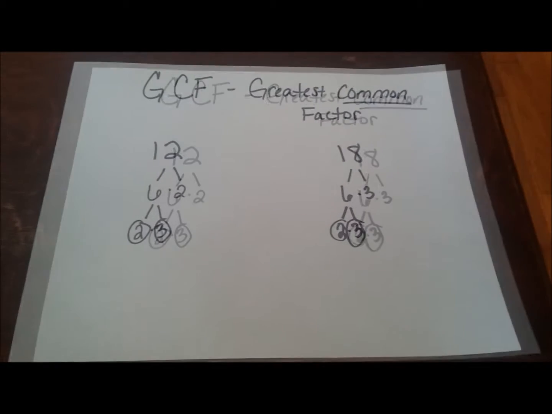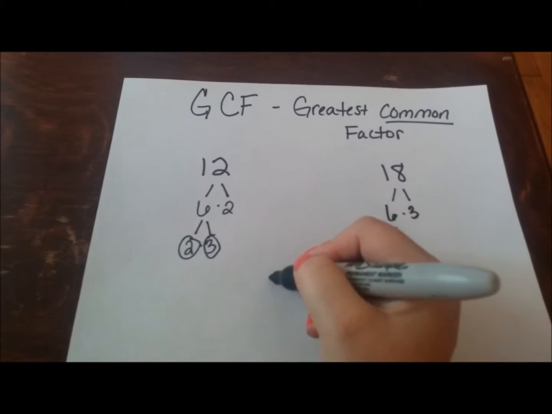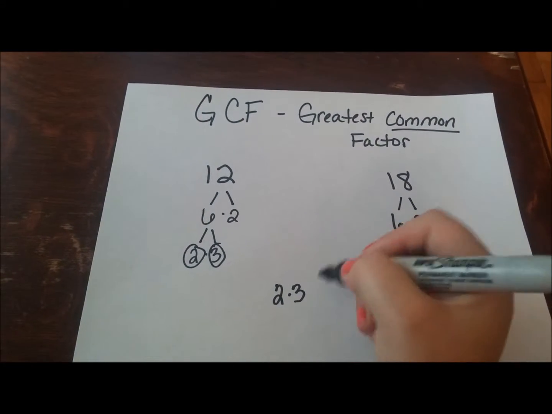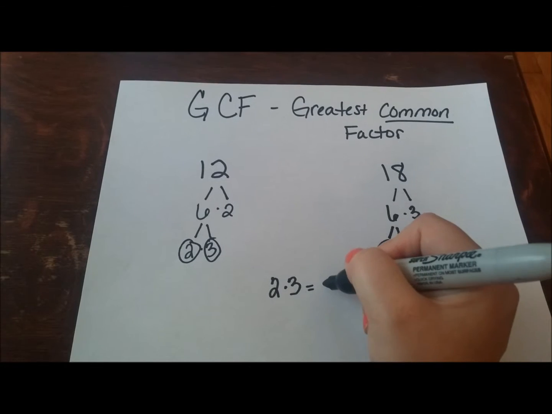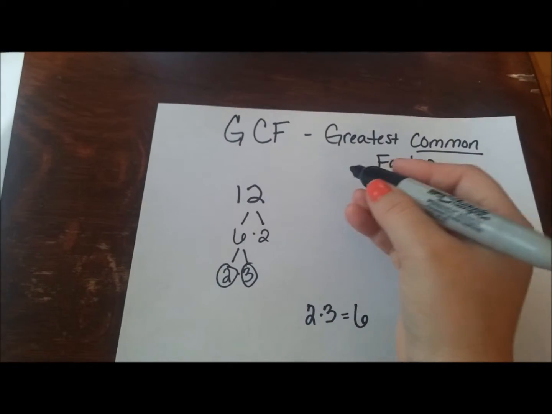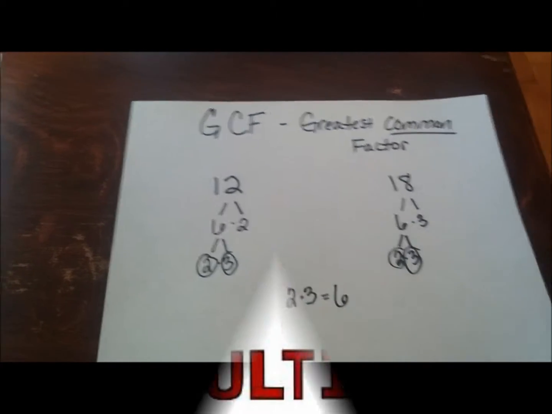Now I cannot circle the other two because they don't match. They're not common. So now I look at one tree and I pull all of the factors that I circled. So I circled 2 times 3 out of both trees. I'm going to do my math, multiply, and I get 6. So my GCF for both 12 and 18 is 6.